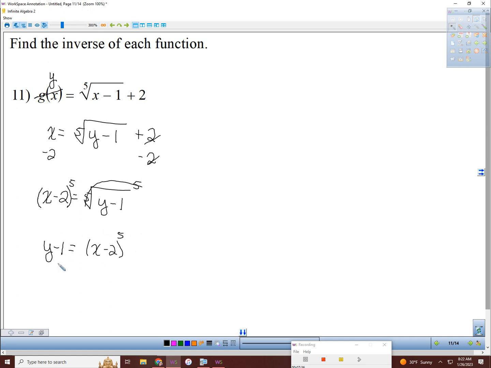So the last thing I do is I add 1, and we're just going to tack that onto the back. Do not try to add that to the negative 2 because that's inside a group that's already been formed. You can't infiltrate the group. All right, y is by itself, so I'm going to put my inverse notation. So g inverse of x is equal to x minus 2 to the fifth plus 1.